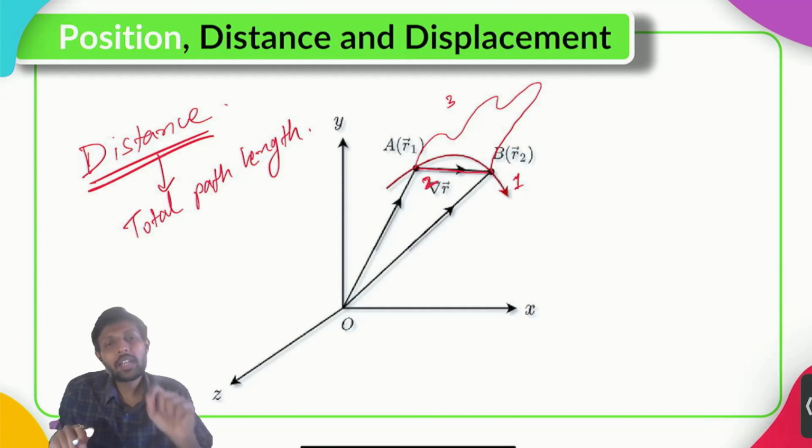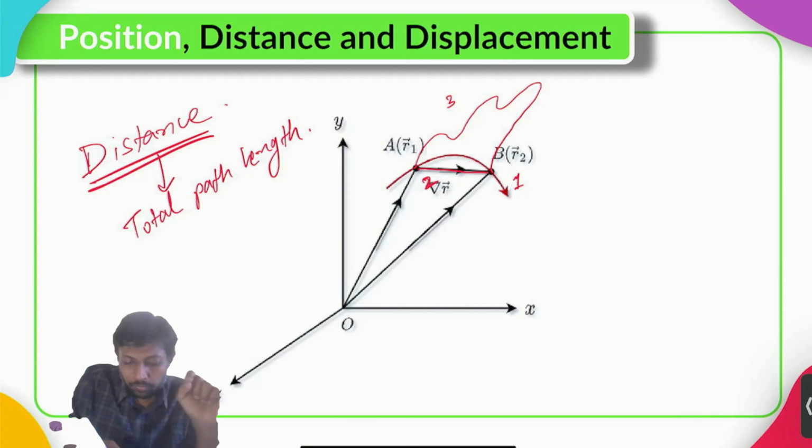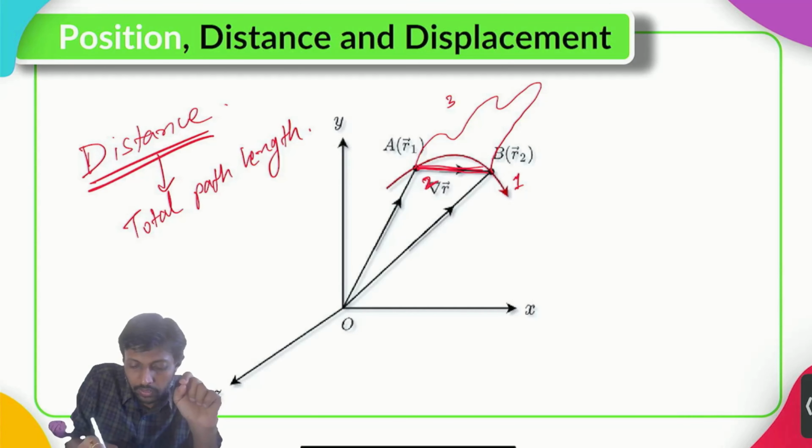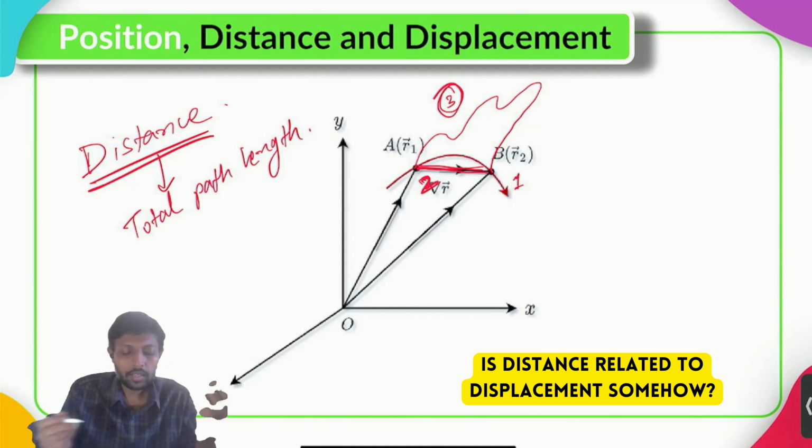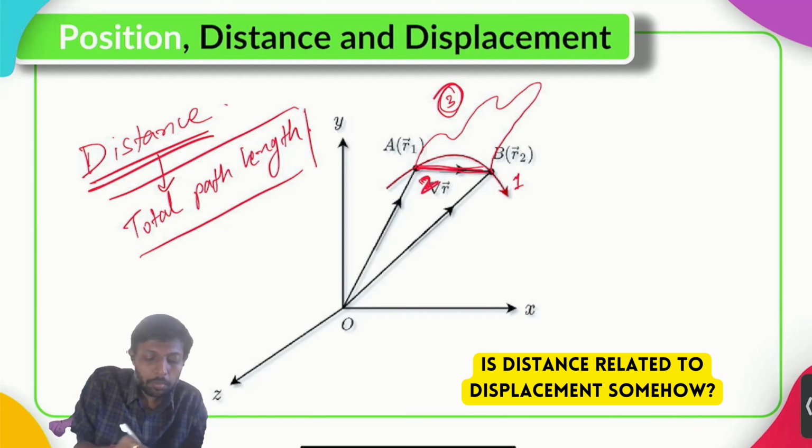So it actually depends on which path you take. If you take path 2, the distance is the smallest. And if you take path 3, the distance is the biggest, right? So distance basically is the total path length.